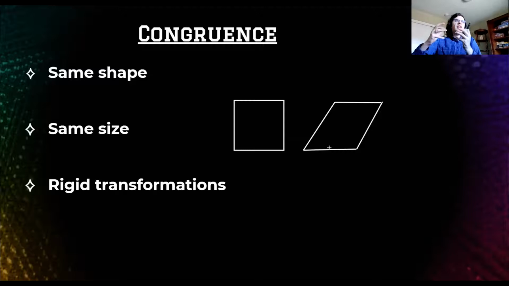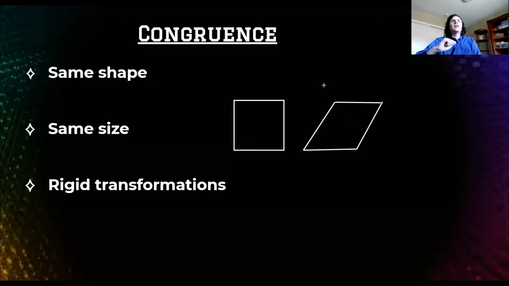Shape is determined by the angles, the vertices, the things that make it a star versus a pentagon versus a heptagon or whatever. The number of sides, and not just that, because again, these both have four sides, but the angles at which the sides meet. That is shape.